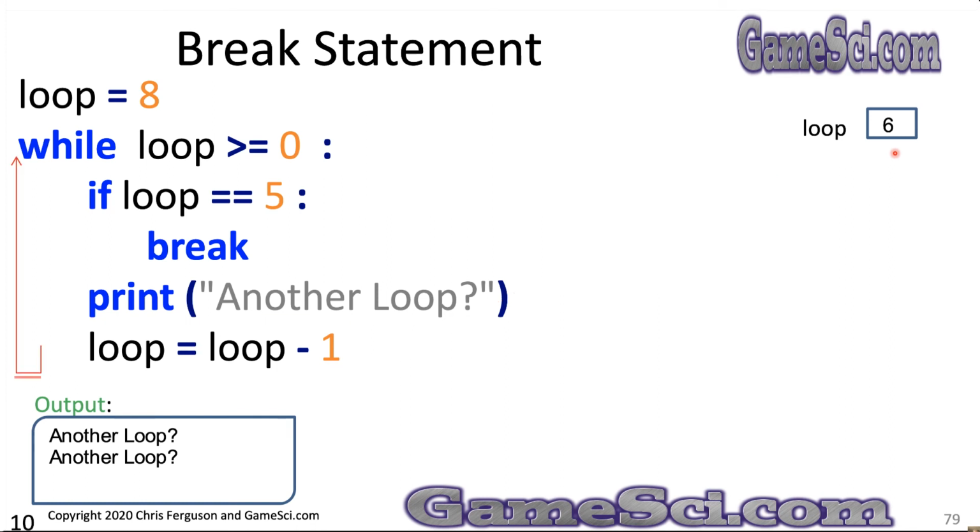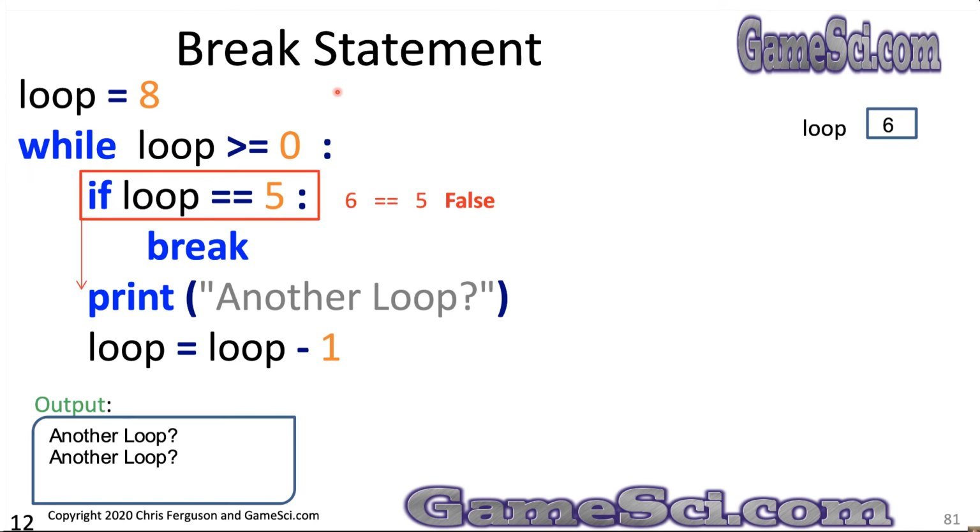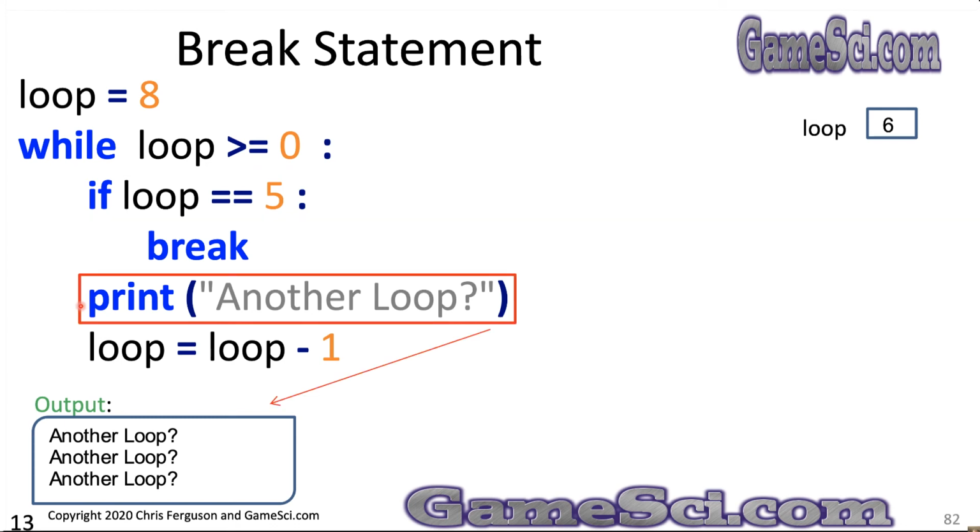Hit the end of the loop. What do we do at the end of every loop? We spin back up and try it again. With the value 6 in the variable loop, this evaluates that 6 greater than or equal to 0, which is still a true statement. As a true statement, we'll go inside the loop. 6 equal 5 is still false. Since it's still false, we will skip past the indented code and go on to the next line. Print another loop on the output, and it shows up just like we expect down here.